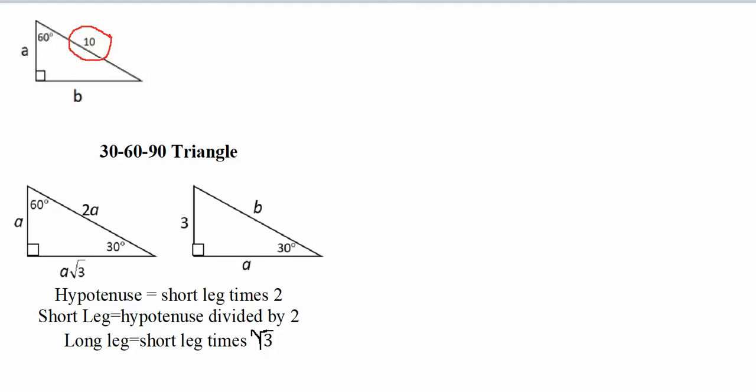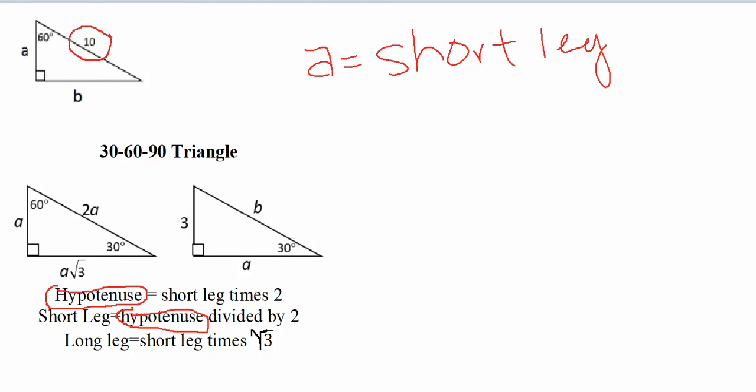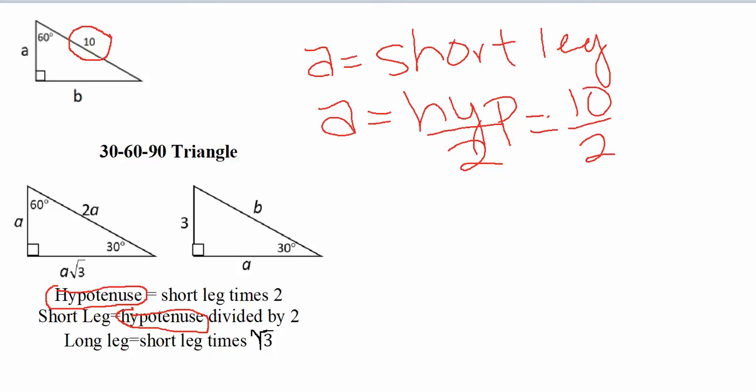So I'm going to look down in my formulas and find the ones that use the hypotenuse. I can tell here that the hypotenuse is the short leg times 2, and that means that the short leg is the hypotenuse divided by 2. So I'm going to use that one. Looking at my picture, the short leg is across from the 30 degree angle, so that would be A. So A is the short leg. That means it equals the hypotenuse divided by 2, or in this case, 10 divided by 2, which gives us 5. So A, the short leg, is equal to 5.